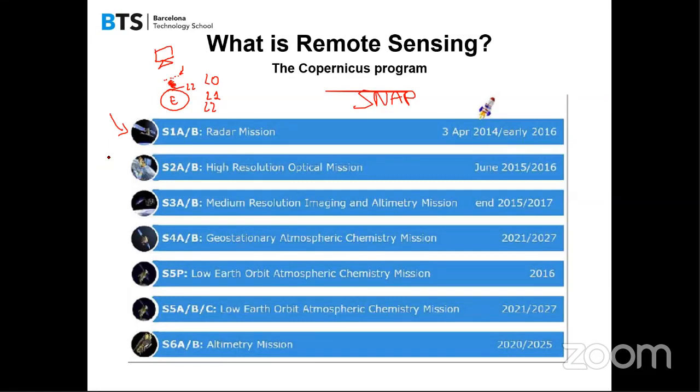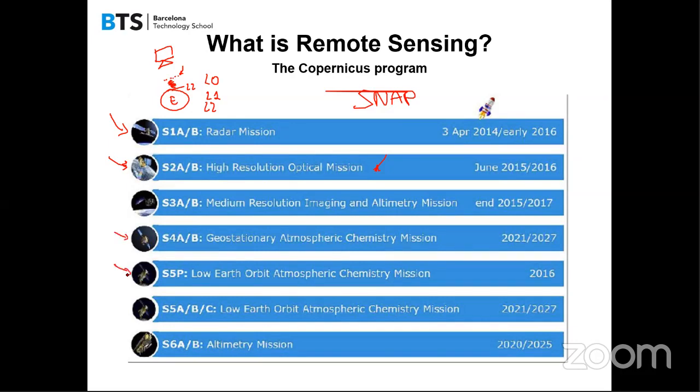And then we have the most widely used, which is Sentinel-2, a high-resolution optical mission. High resolution, with the new constellations coming up today, like Satellogic and others, maybe it's not anymore the way to go, but this is 10-meter resolution, whereas Satellogic and other imaging systems have 1 meter or less. But this is what the European Space Agency is offering for free. Then we have other types of missions, like the medium resolution imaging and altimetry mission, which is more or less a coastal altimetry mission. Then we have atmospheric chemistry missions that are not yet launched.